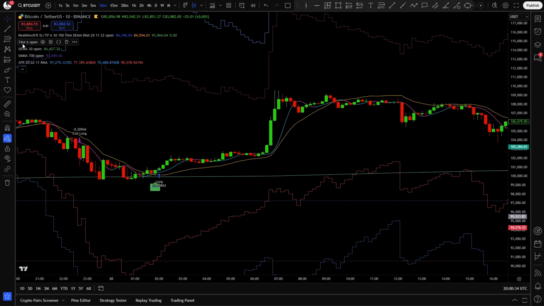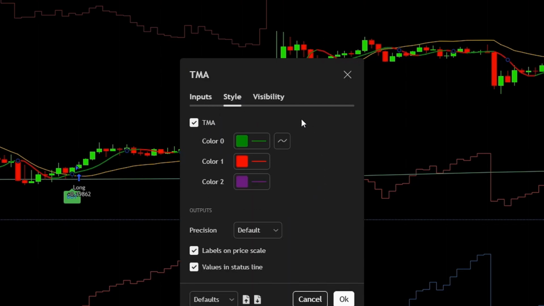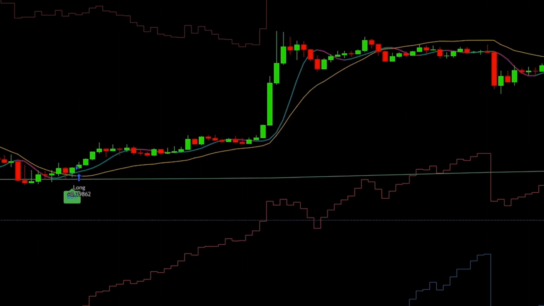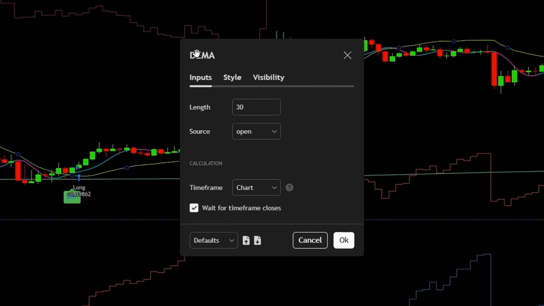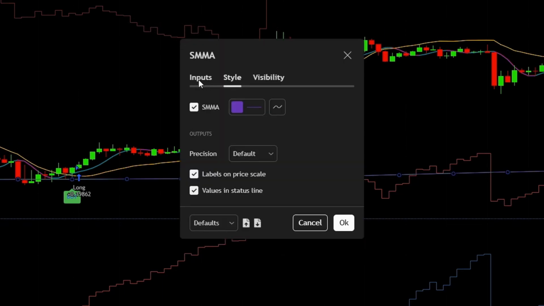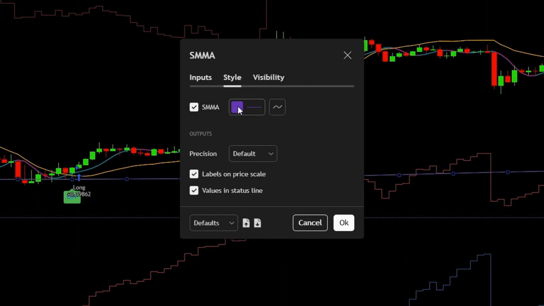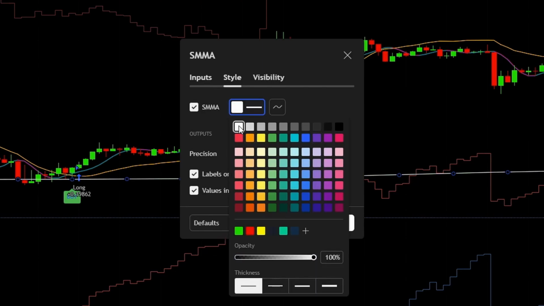Okay, we have all of the indicators on the chart, but we need to change a few settings. For the first EMA, which is the triangular moving average or TMA, set its length to 6. And I'm using the default colorings. For the second moving average, the DEMA, set the length to 30. Oh, and I forgot to mention that the source should be set to open at all 3. I will color it yellow, for example. And for the third MA, the SMMA, set its length to 700. The source is open again. And in the styles tab, change its color, for example, white.